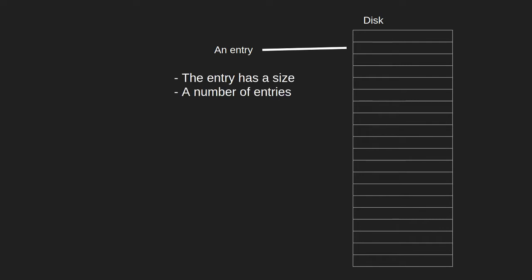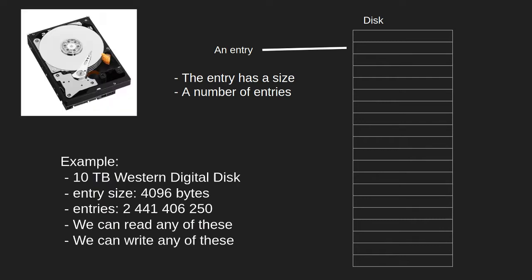A disk is basically a list of entries. The entry has a certain size, depending on how the disk was built, and there's a certain number of entries. If we look at this example here, this is a Western Digital disk that is 10 terabytes, that has 10 terabytes of storage. The entry size of this disk might be 4,096 bytes. This gives us about 2.4 billion entries on this disk.